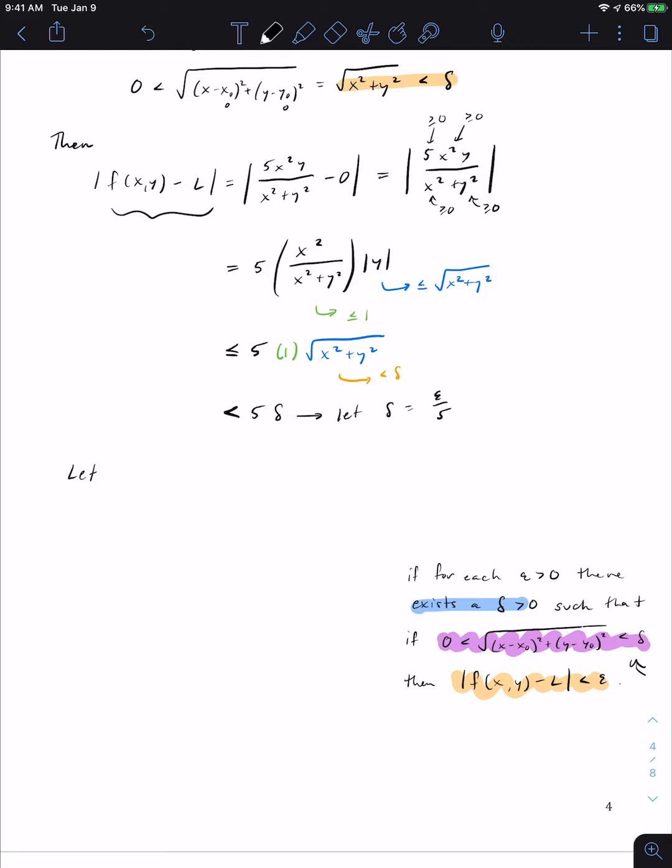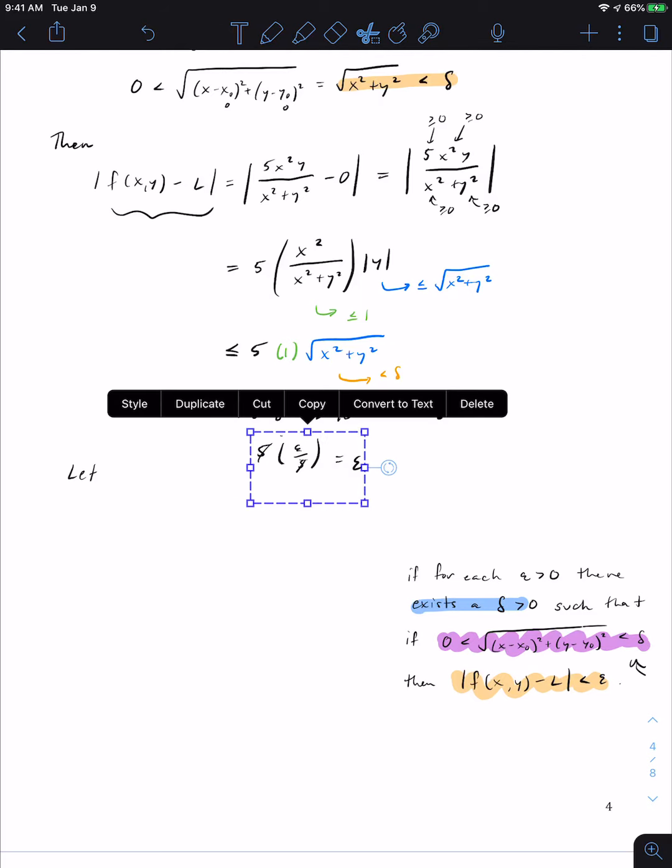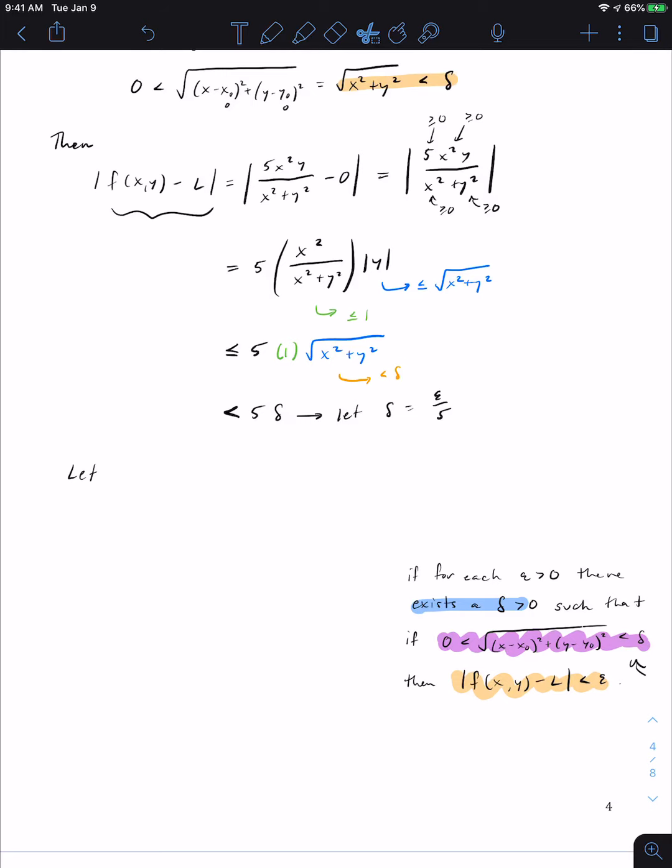If I have that happen, then when I get to this point, I can say, okay, this is 5, and then instead of delta, I can write epsilon over 5. The 5s will cancel out, and I'm left with epsilon, and it'll be less than epsilon, and I'll be in good shape. So I did all this work to figure out what delta should be.